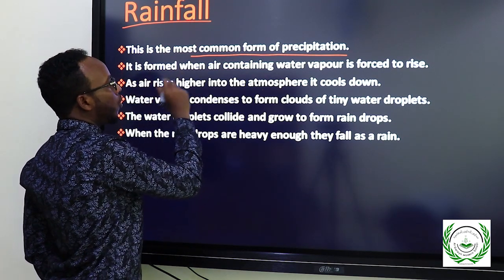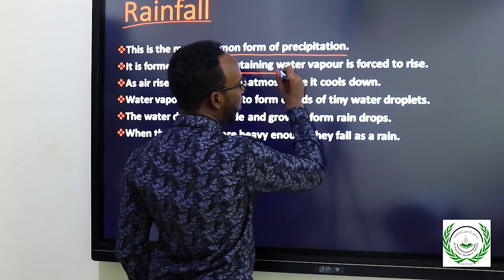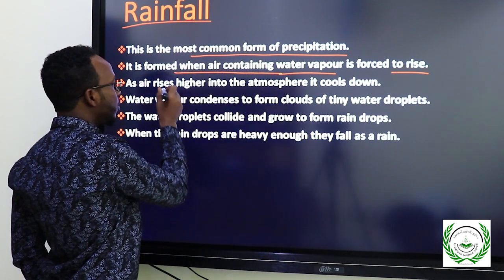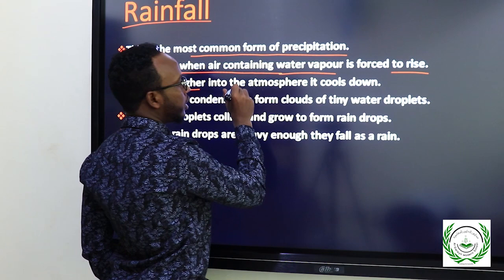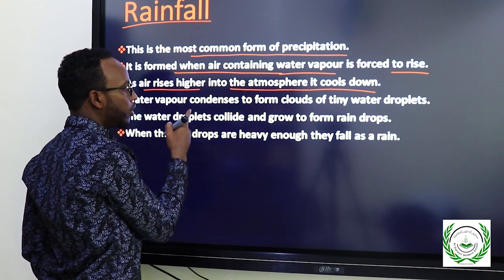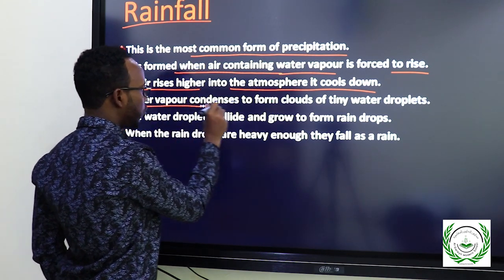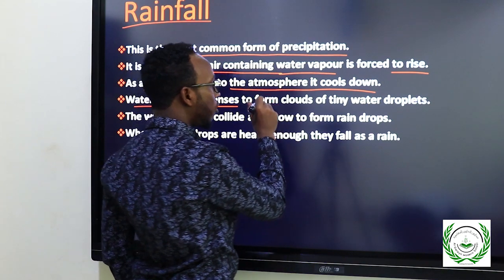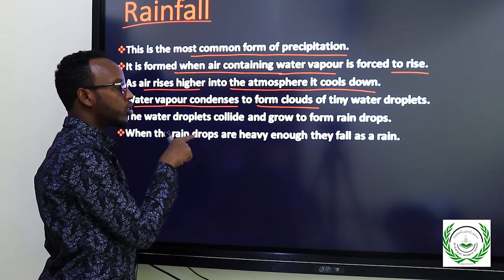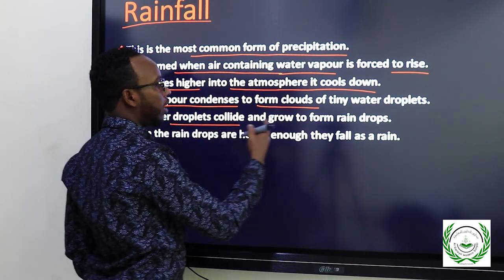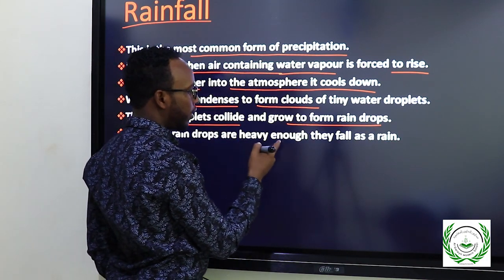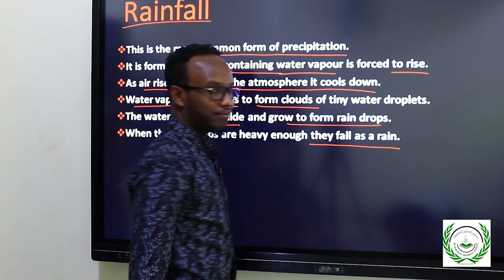It is formed when air containing water vapor is forced to rise. As air rises higher, the atmosphere cools down, water vapor condenses to form clouds of tiny water droplets. The water droplets collide and grow to form raindrops. When the raindrops are heavy enough, they fall as rain.